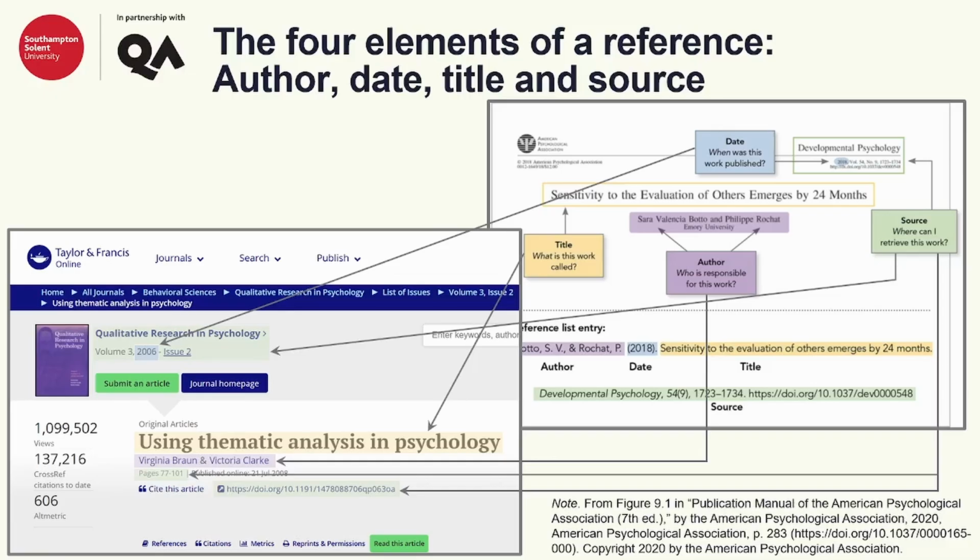The exact information included within each element depends on the type of source being referenced. For example, the source element for a journal article includes the journal information, but the source element for a book normally includes the publisher. Before examining the example, it is useful to distinguish between a journal and a publisher.